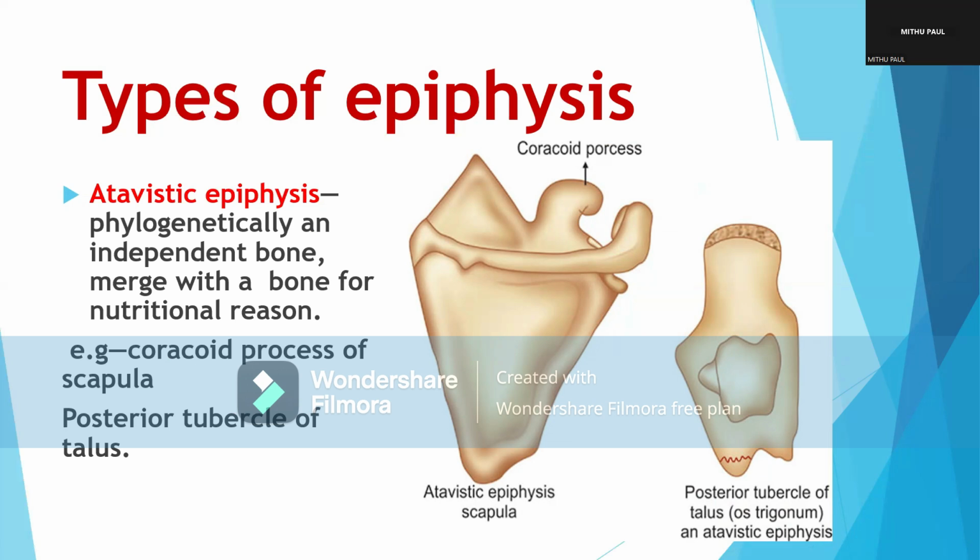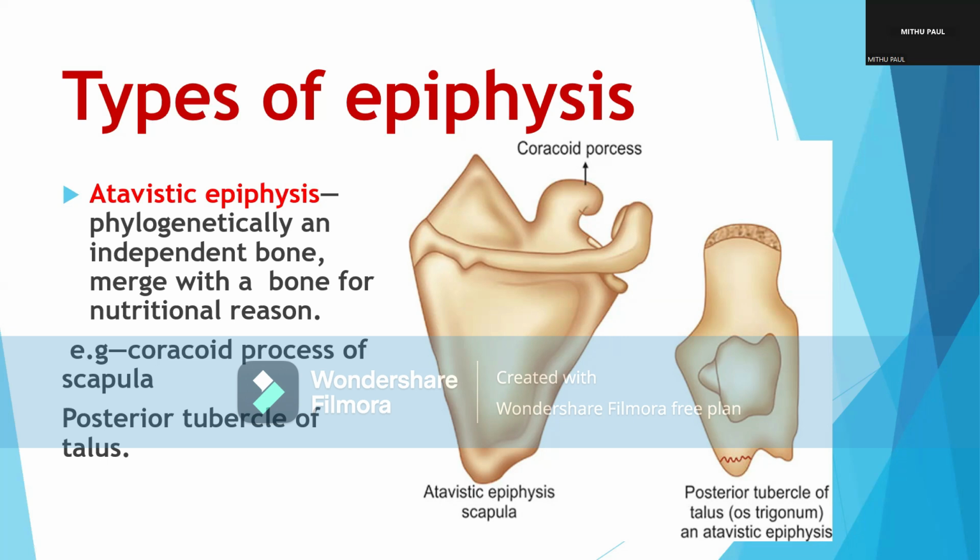Atavistic epiphysis means some individual bone appearing nearby the developing major bone. And now this individual bone, because of nutritional reasons, is getting attached to the surrounding big bone, such as this beak-like coracoid process of the scapula. Onto its tip, there is another bone, that is the tip of the coracoid process, which was previously an individual bone, getting attached as per development for nutritional reasons.